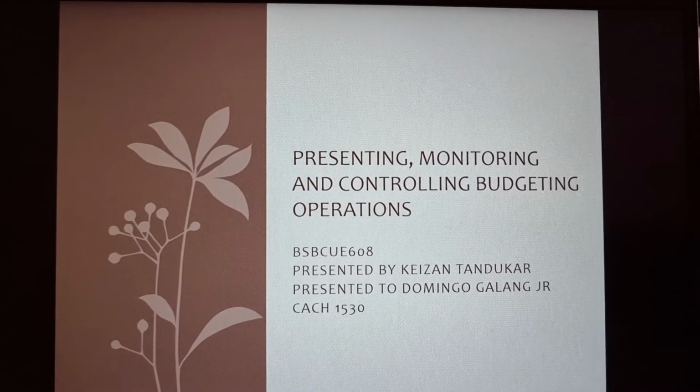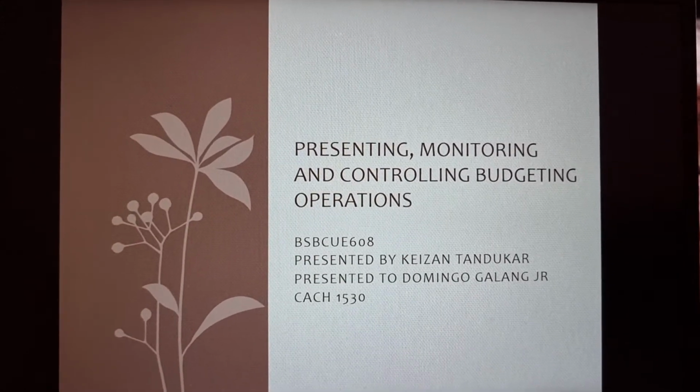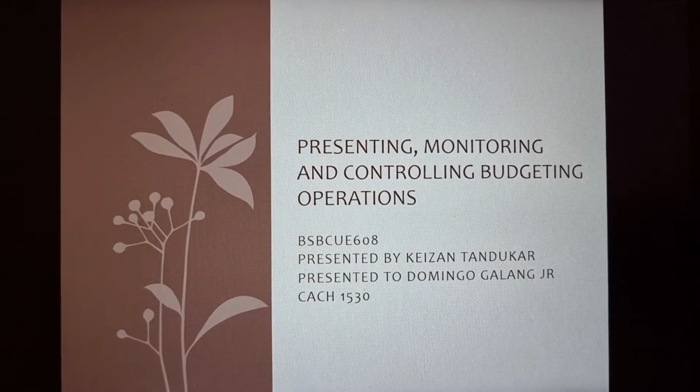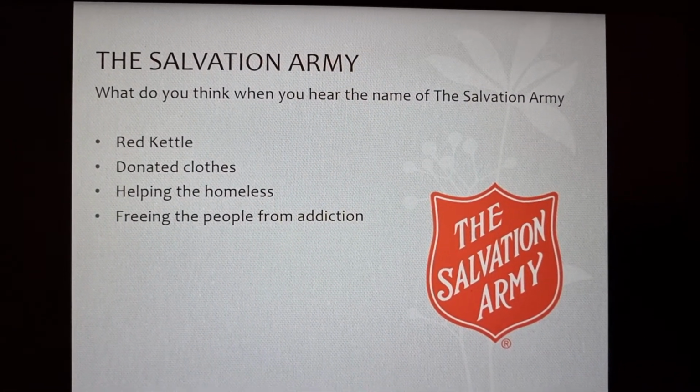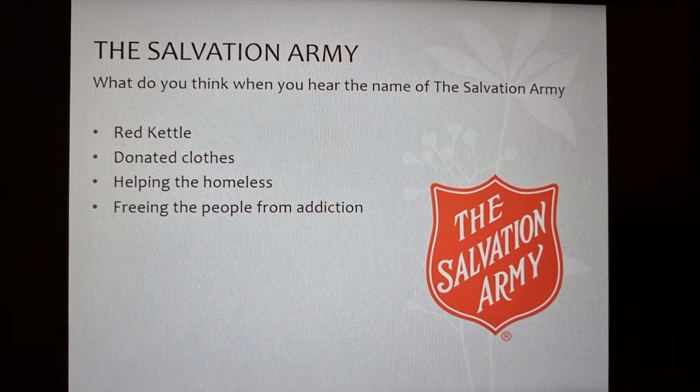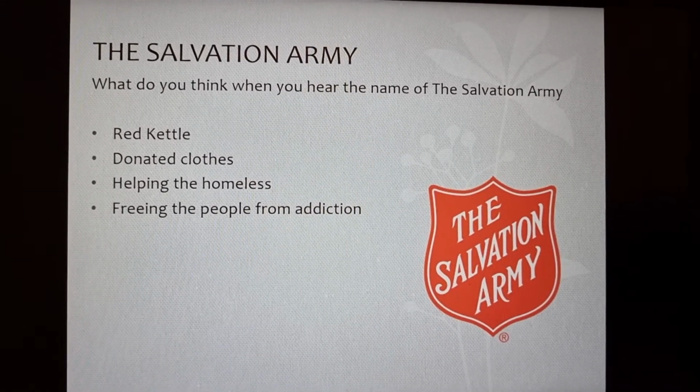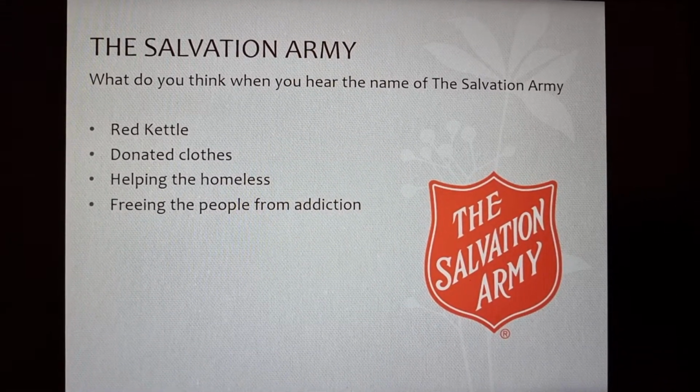Today I'll be making a presentation on the subject of presenting, monitoring, and controlling budget operations. The organization that I've chosen for this task is the Salvation Army. It is one of the most well-known charity organizations in the world.